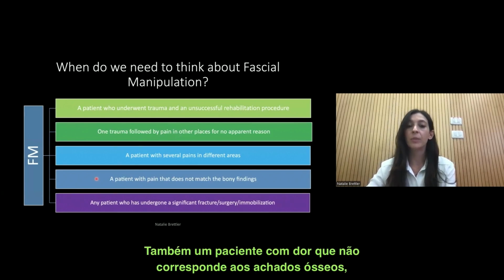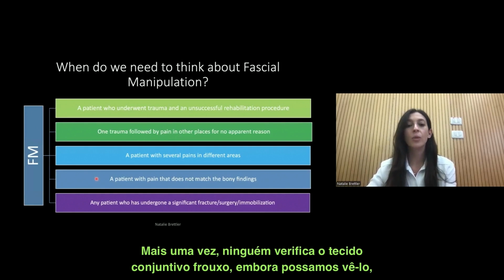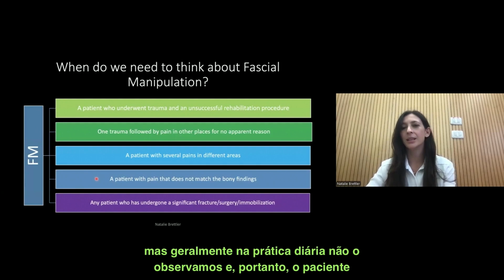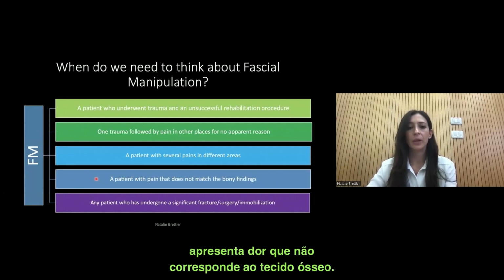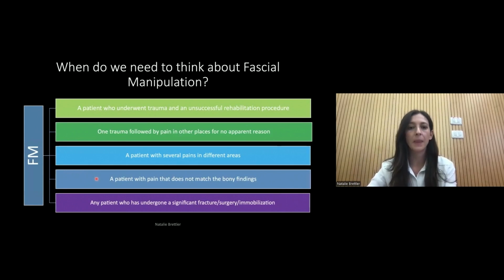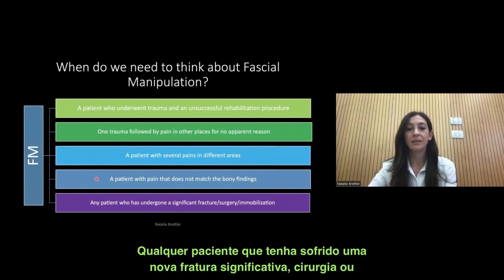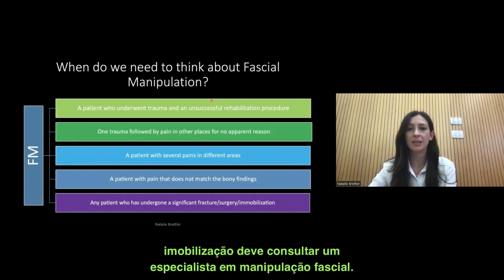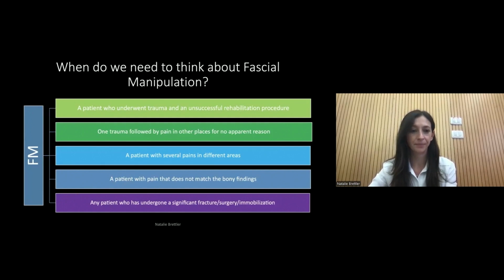Also, a patient with pain that does not match the bony findings. Again, no one usually checks the loose connective tissue, although we can see it, but in daily practice we do not look at it. And therefore, a patient with pain that does not match the bony findings can just have densifications that we can eliminate. Any patient who has undergone a significant fracture, surgery, or immobilization should see a fascial manipulation specialist.